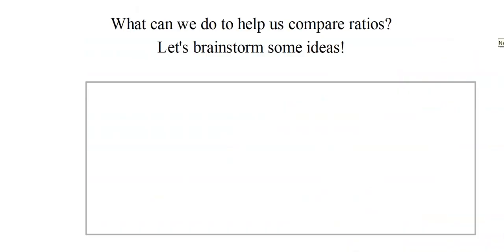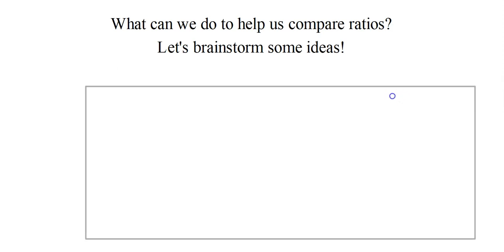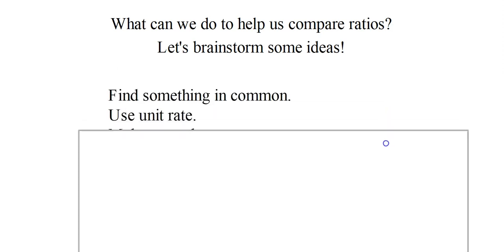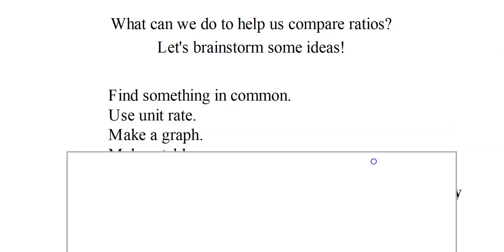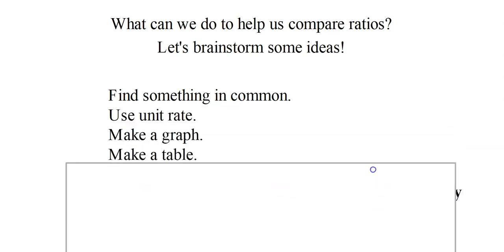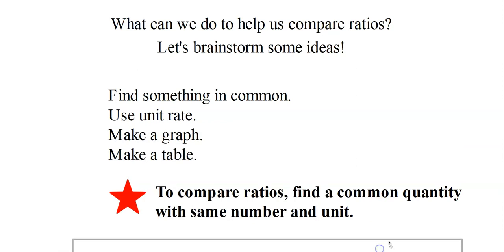All right, and then of course I want you to think about, pause the video and think about some ways that we have been learning how to compare ratios. I'll show you. Right, so we like to find something in common. We can use unit rate, we can make a graph, we can make a table, and then I want you to write this down. To compare ratios, find a common quantity with same number and unit. And then after that, if you want to graph it, that's awesome. If you want to find the unit rate, you can do that as well.